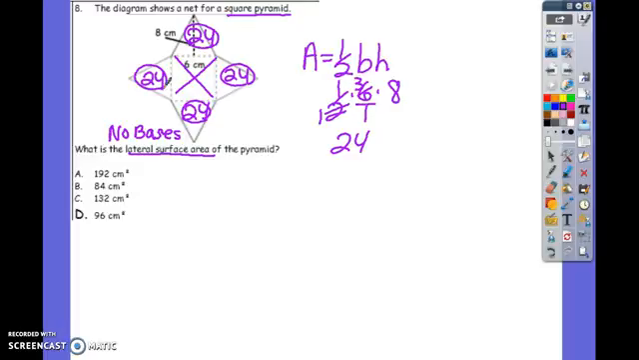So I need to have the lateral surface area, which means no bases. So I take the other sides, which are 24, and there are 4 of them, so I will multiply. 4 times 4 is 16, carry the 1. 4 times 2 is 8, plus 1 is 9. So my answer is 96 centimeters squared. My answer is D.